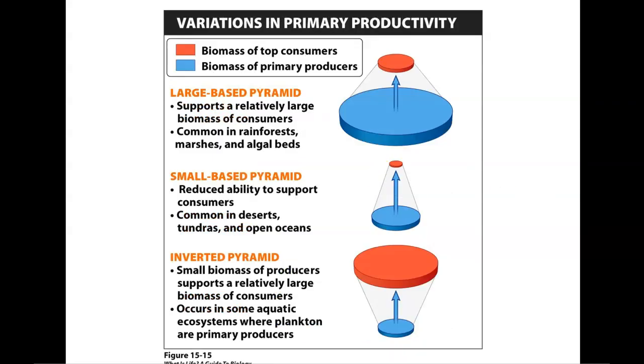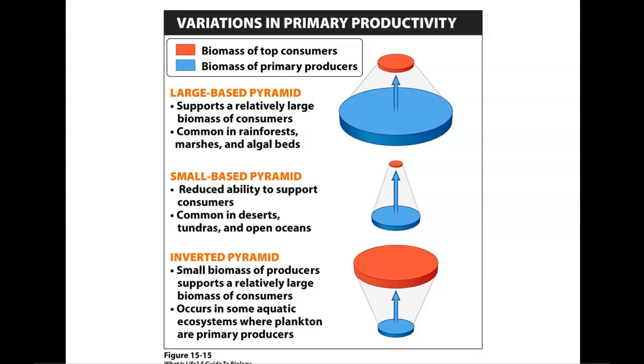There can be different variations in primary productivity. So you have what's referred to as a large base pyramid. This is going to support relatively large biomasses of consumers. This is going to be common in rainforests, marshes, and algae beds. Then you have what's referred to as small-based pyramids. These reduce the ability to support consumers. And so you're going to find this common in deserts, tundras, and open oceans.